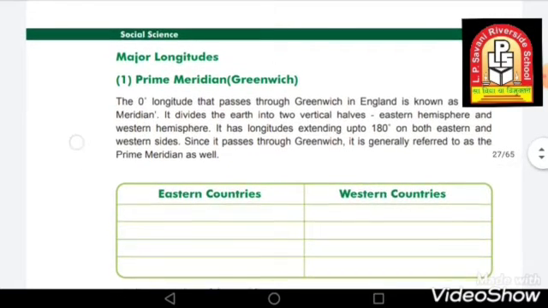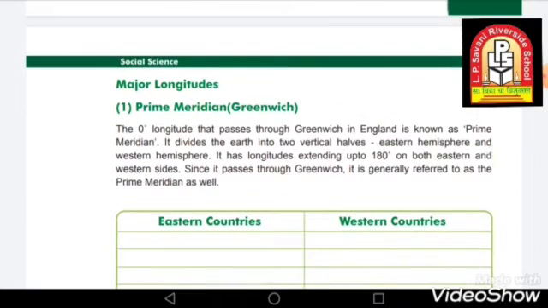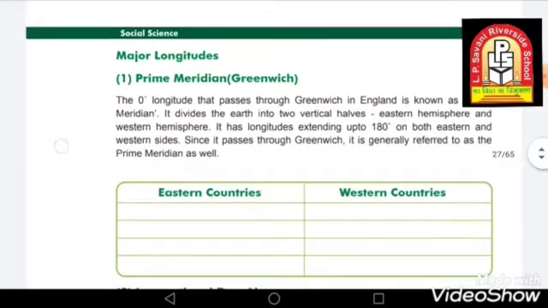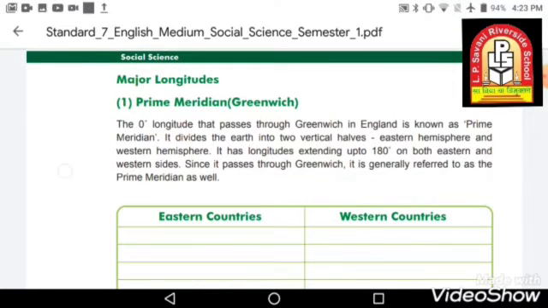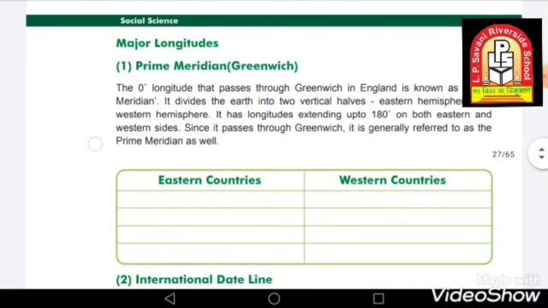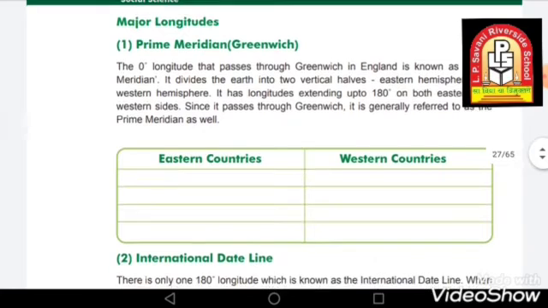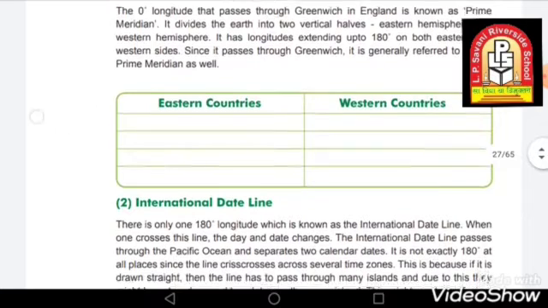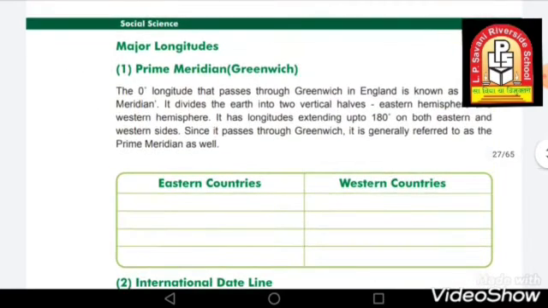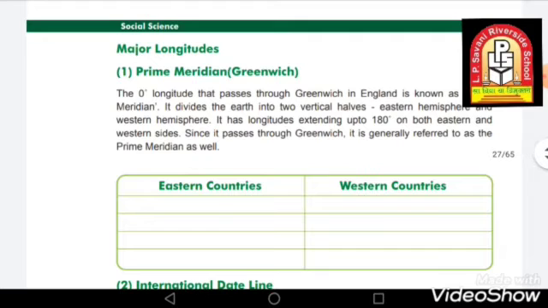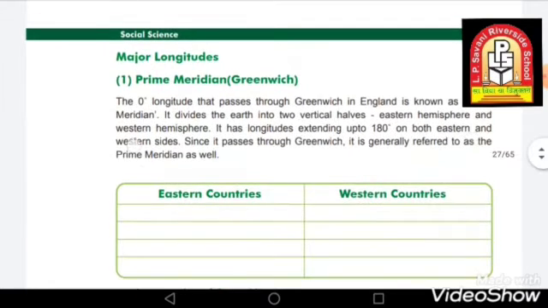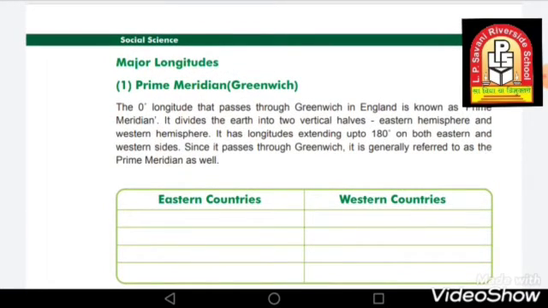As we all know, our earth is round, and as it starts with 0-degree, it completes half from here as well as here, right? So one half will be 180, another half will be 180, right? And that will also divide the eastern and the western sides, right? The eastern hemisphere and the western hemisphere as well.